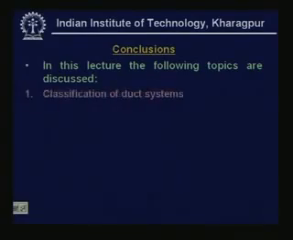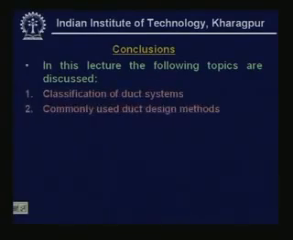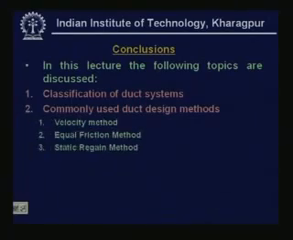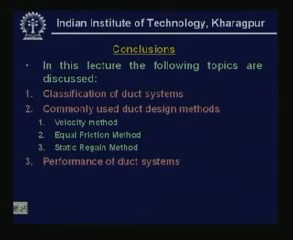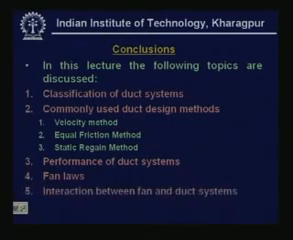At this point I end this lecture. Let me quickly summarize what we have learned in this lesson. In this lecture the following points are discussed: classification of duct systems, commonly used duct design methods, that is velocity method, equal friction method and static regain method. Then we have also discussed very briefly the performance of duct systems. Then we have discussed fan loss and the use of fan loss, and finally we have discussed very briefly the interaction between fan and duct systems. At this point I end this lecture and I continue this in the next class. Thank you.